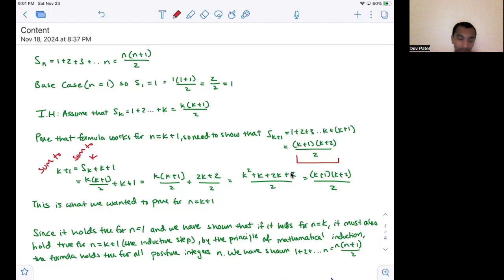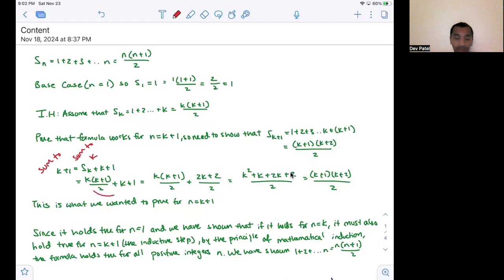And so here we show, right, because we have assumed that it works for n equals k, right? And we want to show that if it works for n equals k, it also works for k plus 1. That's the inductive step that we want to show. We have our inductive hypothesis. We're using that inductive hypothesis to show that the summation to the next integer also holds true. The formula also holds true for that. And so we're showing that if it works for n equals k, it also works for n equals k plus 1.